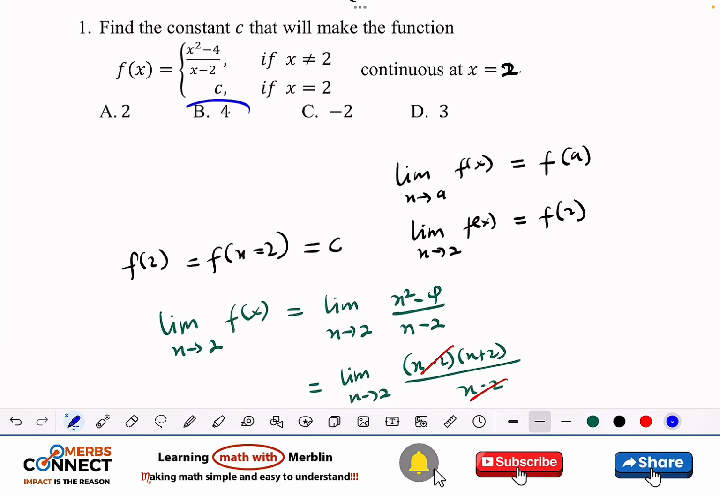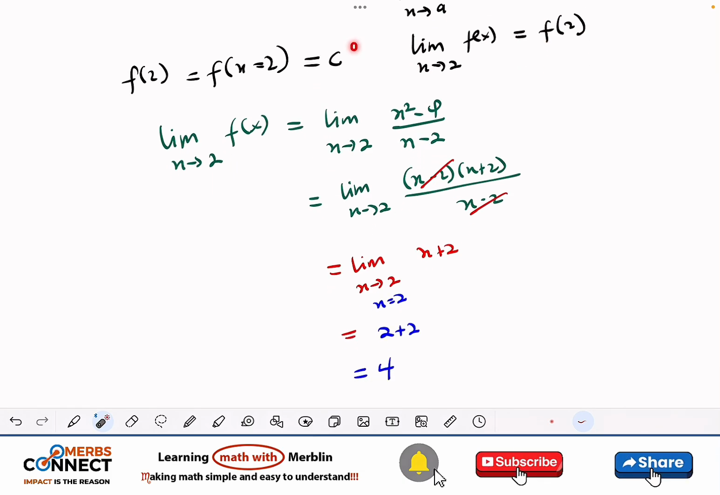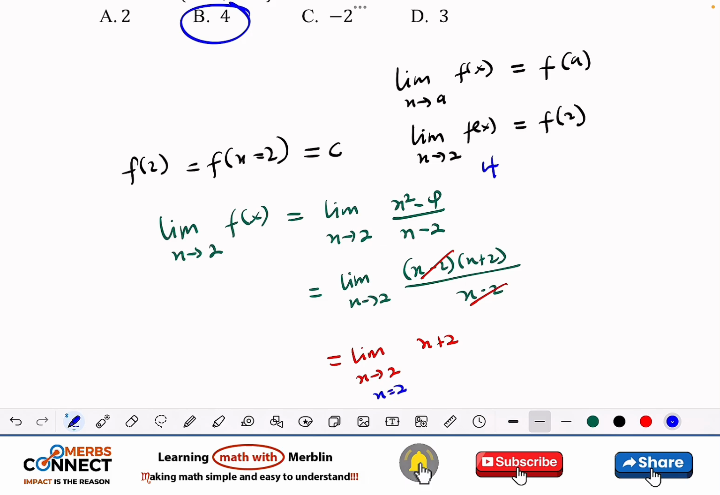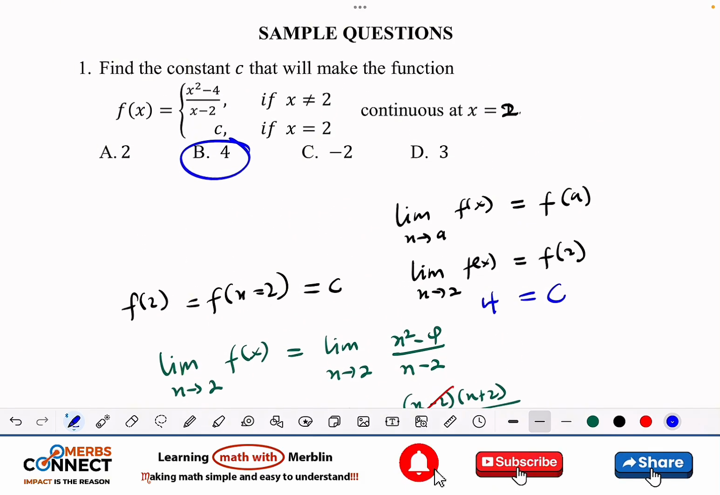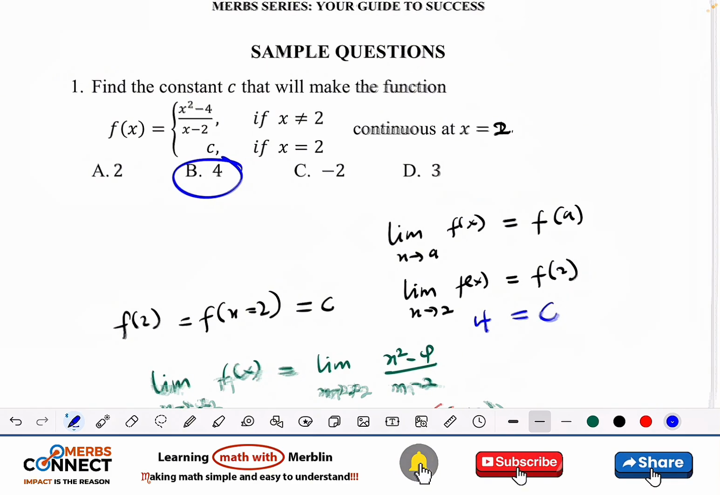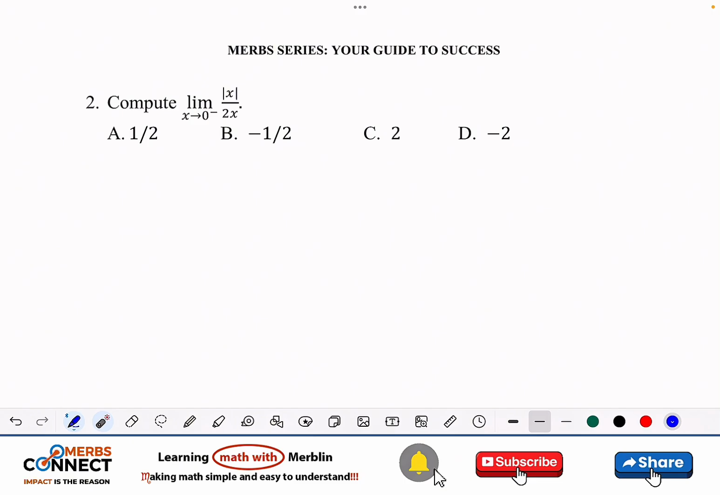So c should be 4, because we are saying that f of 2 should be the same as this limit. Since this is c and this is 4, we have 4 is equal to c, and our c is 4. If we become very good, it's very simple to go through the whole question very fast. Good. Now let's look at this limit here.